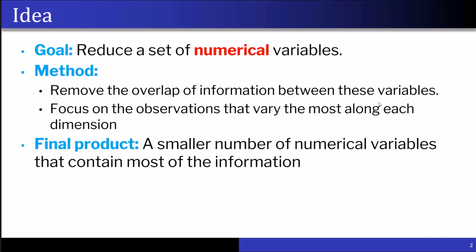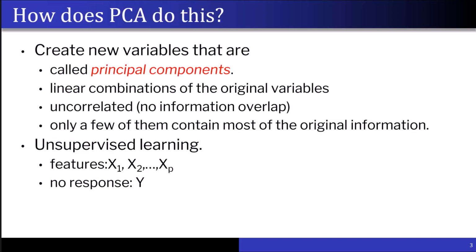For instance, when considering a house's square footage, variables such as the number of bedrooms, bathrooms, and garage size might become redundant. We are going to remove the overlap of information between these redundant variables, and we are going to focus on observations that vary the most along each dimension. And the final product is going to be a small number of numerical variables that contain most of the information. Basically, we are going to create variables that are going to be called principal components, and these components are going to be linear combinations of the original variables.